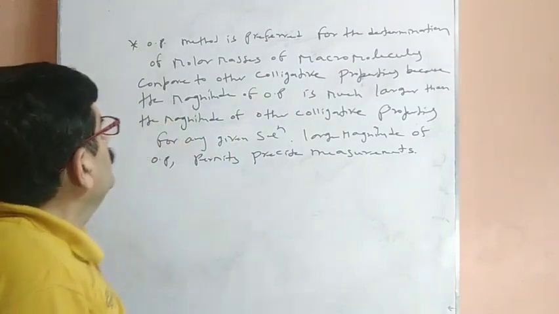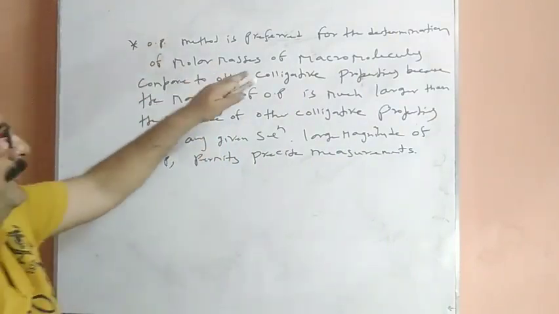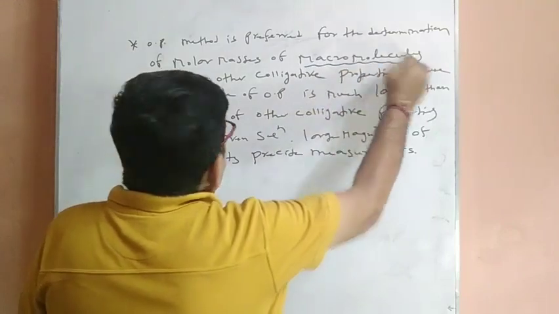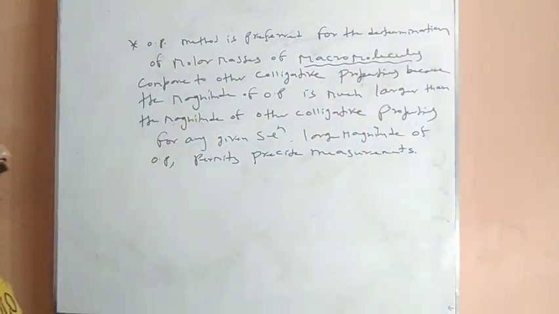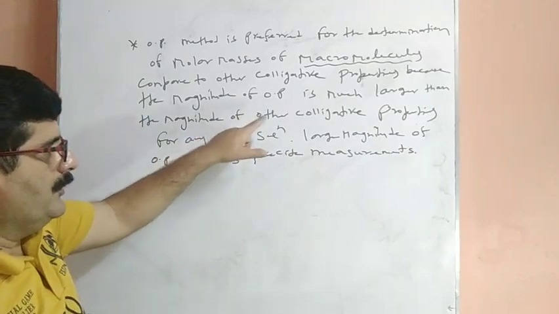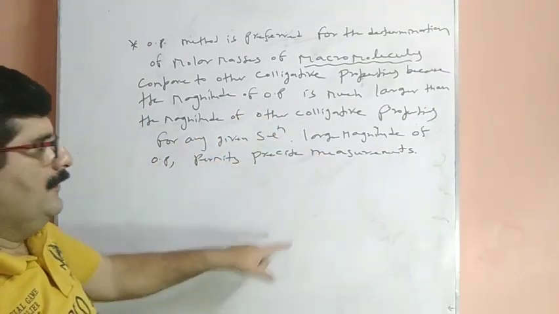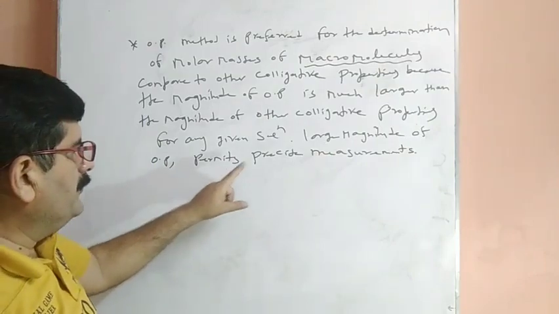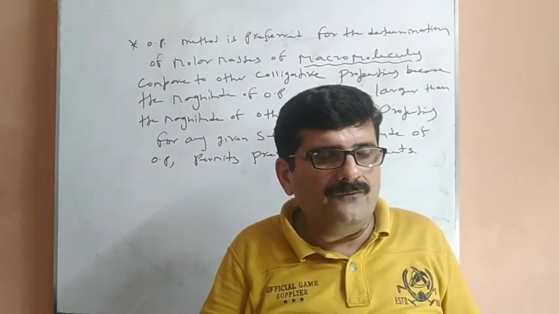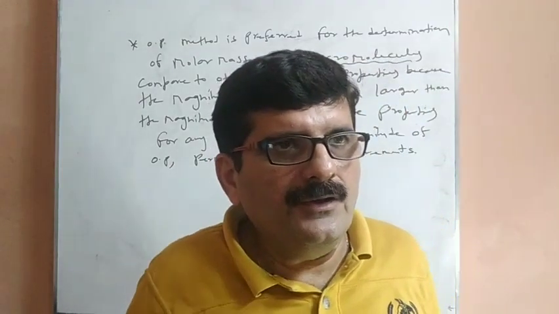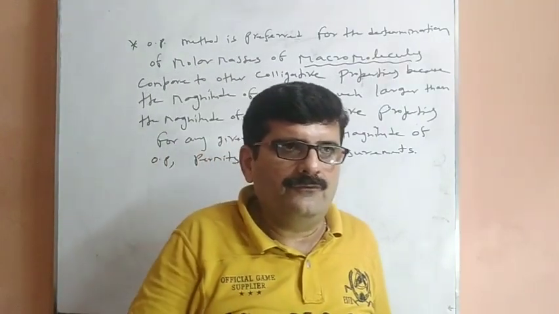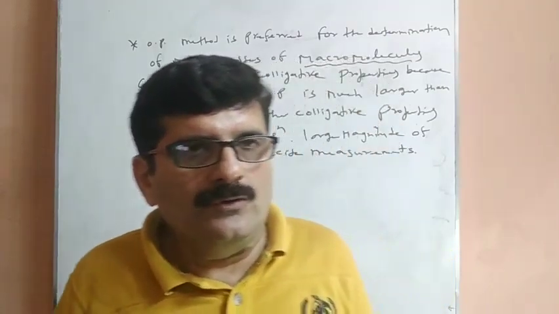One point always remember, the osmotic pressure method is preferred for the determination of molar mass of macromolecules compared to other colligative properties, because the magnitude of osmotic pressure is much larger than the magnitude of other colligative properties for any given solution. Large magnitude of osmotic pressure permits precise measurement. Other colligative properties are always obtained in the form of a difference, but osmotic pressure gives our absolute result. So for macromolecules, this method is very useful for the determination of molar masses.